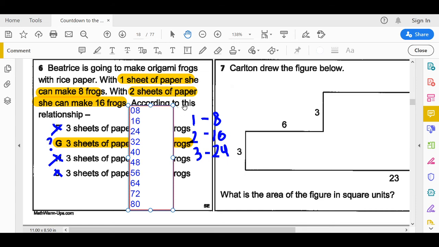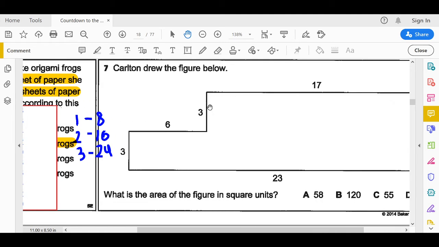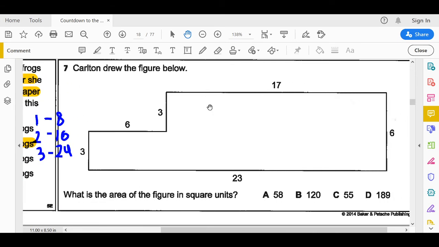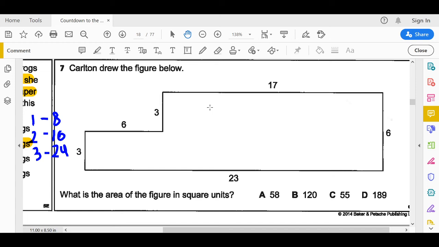Let's finish this paper, amigos, with number 7 right there. Okay. Oh, this is one of my favorites because we saw that in class. Carton drew the figure below. What is the area of the figure in square units? Remember that area, and I'm going to put it right here. Area, how do you find it? Area equals length, the length right there, which is like an L.